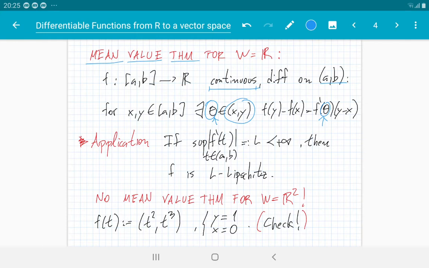It has many consequences, and let me mention one of them. If the derivative is uniformly bounded in the interior of AB by a constant L, then it turns out that f is L-Lipschitz. And why? Simply because f of y minus f of x is less than L times y minus x, since this derivative is always upper bounded by L, because L is the supremum.